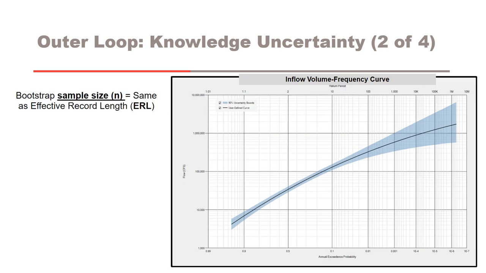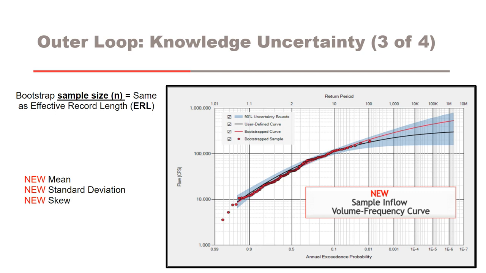For example, if the effective record length for your observed inflow data is 75 years, RFA will randomly sample 75 values from the volume frequency curve. These 75 randomly sampled inflow volume measurements are used to calculate a mean, standard deviation, and skew for the sample. The new mean, standard deviation, and skew parameters define the sample inflow volume frequency curve, shown in red.